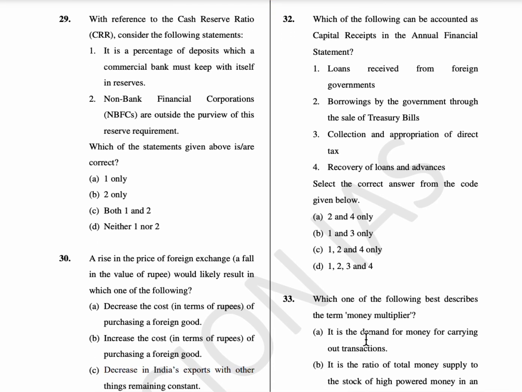29th question, with reference to the cash reserve ratio, consider the following statements. So here the cash reserve ratio is the percentage of the cash that needs to be stored in the bank. Okay, the percentage of cash that needs to be stored in the bank is called the cash reserve ratio. So first, look at the first statement. It is the percentage of deposit which a commercial bank must keep with itself in reserves. Yes, the meaning is simple, but they give it in a very complicated way. Okay, so first statement is correct.